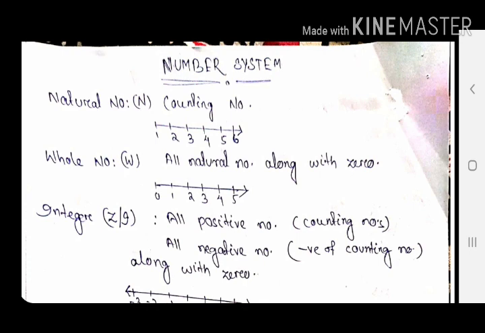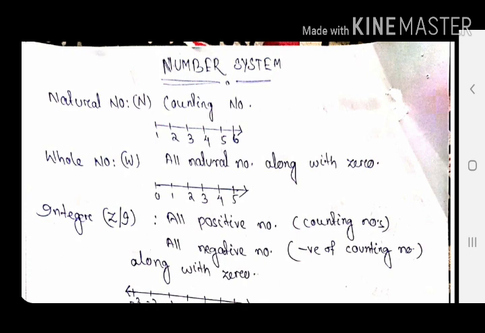Then we will come to the next number system, which is whole number. It includes all the natural numbers that we just discussed along with 0, meaning 0 and all the natural numbers. And it is represented by the alphabet W.